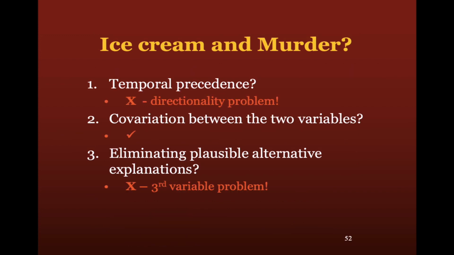So temporal precedence is a problem because, based upon correlational data, we can't conclude that ice cream happened first and then they committed murder, or if murder happened first and then they ate ice cream. So we can't fully address that with correlational data. It does address the fact that the two variables have to be correlated, but it also does not address the issue of the third variable problem.